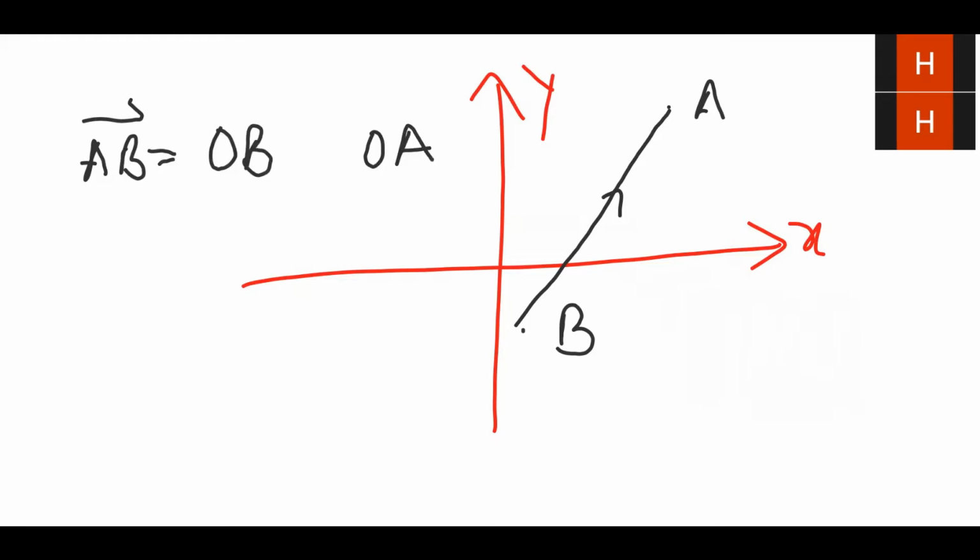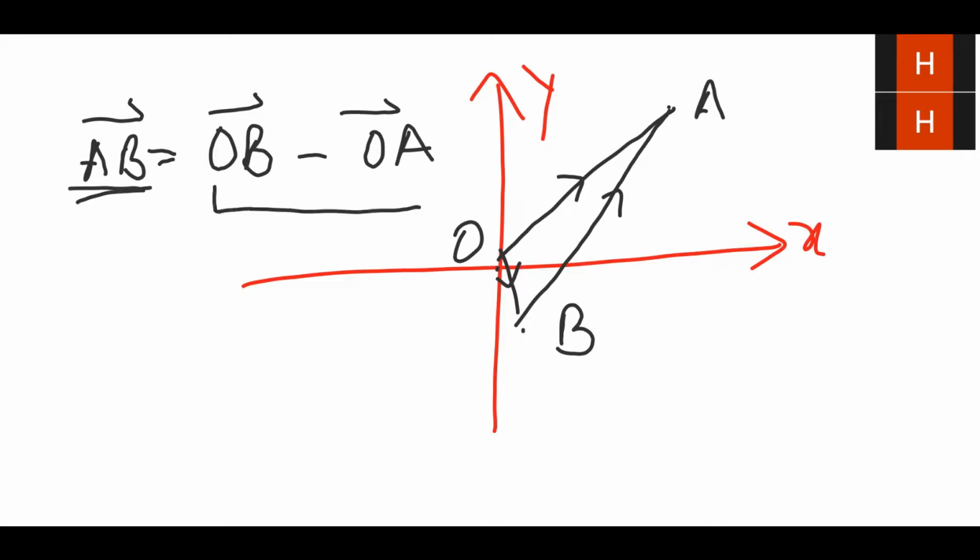Now, what is OA here? O is the origin. OA would be this vector and OB would be this vector. In order to find the vector AB, we subtract OA from OB. So we'll be finding the direction vector from our position vectors OB and OA. Any vector that starts from the origin O is called a position vector. So this was a basic background of what vectors are.